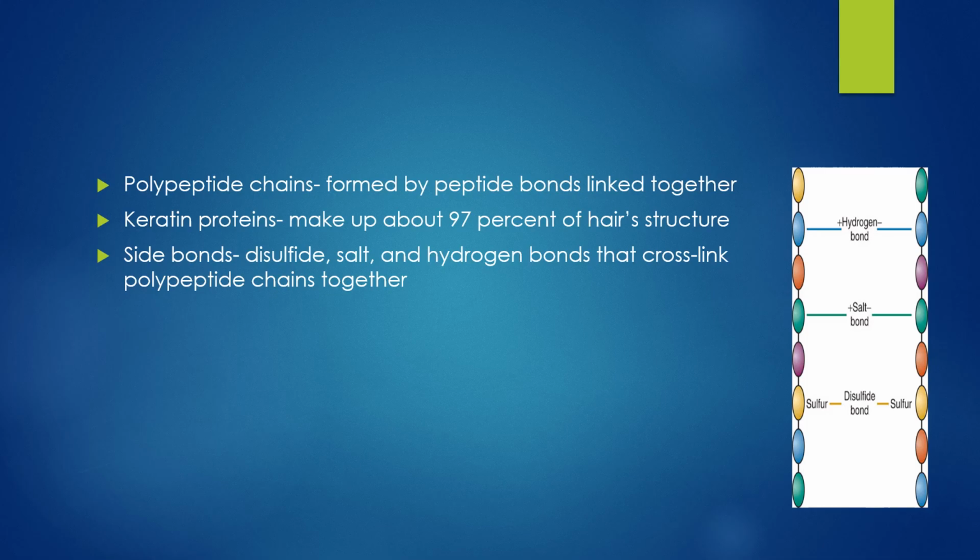Polypeptide chains are long chains of amino acids joined together by peptide bonds. Next, we have keratin proteins. These are long, coiled polypeptide chains. Side bonds (disulfide, salt, and hydrogen bonds) cross-link polypeptide chains together.